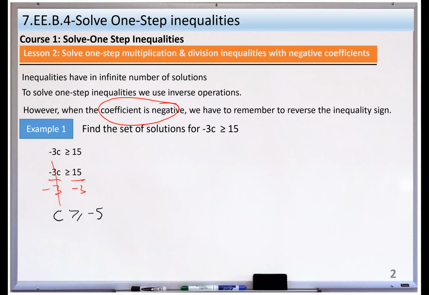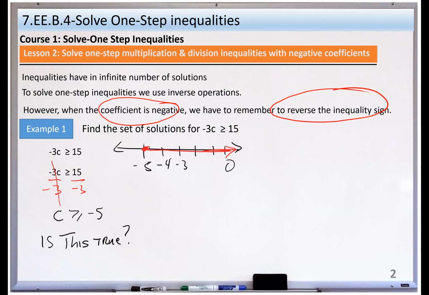Now, I'm not going to change the sign. I know I set it up here, but I'm not going to change it, because I want to show you something. So c is greater than negative 5. But is that true? Let's go ahead and check that. We're saying that the solution is any number greater than negative 5.